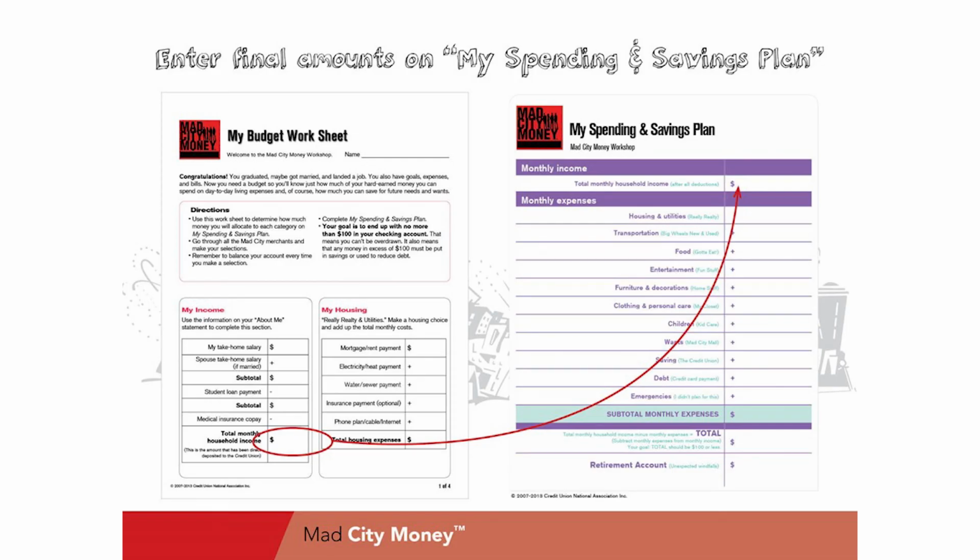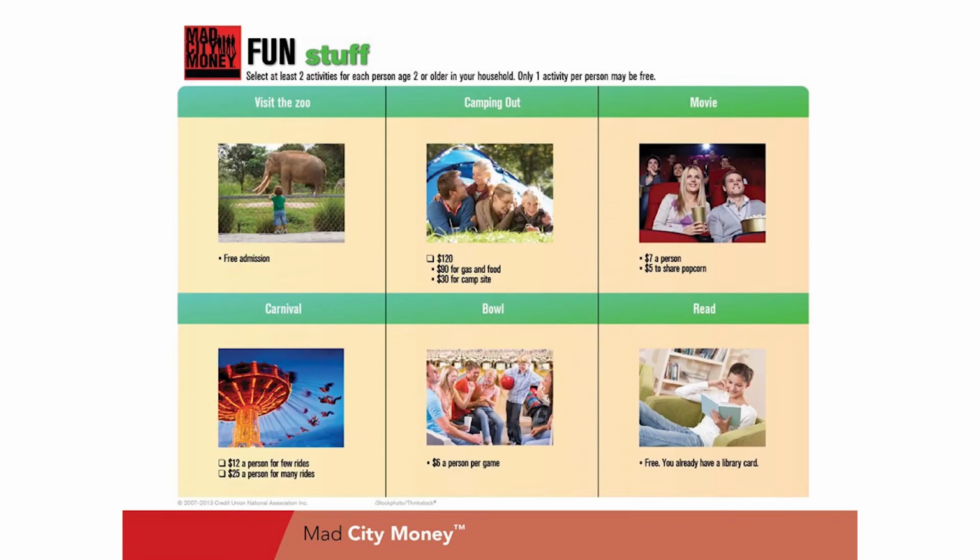Remember to balance your account every time you make a transaction. Next is your fun stuff. You want to select at least 2 activities for each person age 2 or older in your household. Only 1 activity per person may be free.